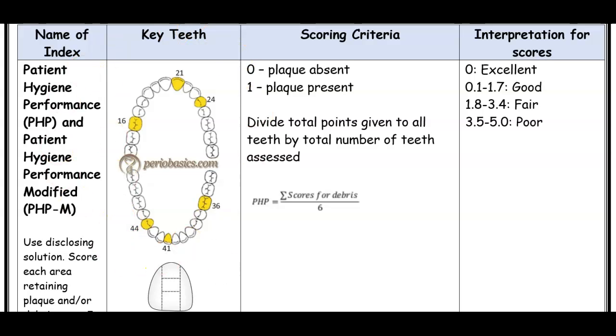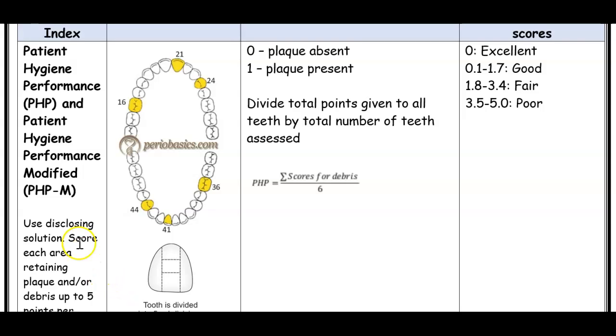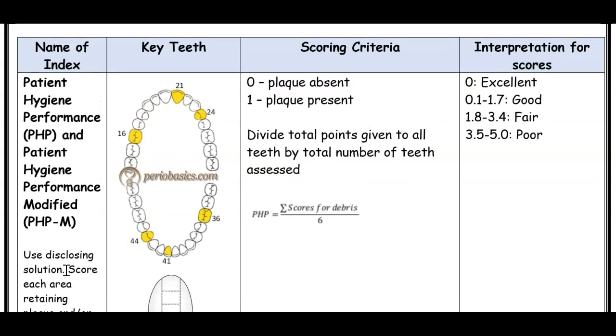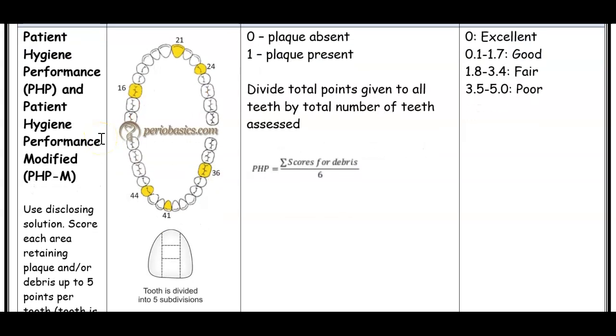Let's look at how you would do this type of index. You give your patient a disclosing solution and tell them to swish with it and spit it out. Then you look at each tooth and divide it into five sections or subdivisions. We have the interproximals, and then this is divided into three. Let's try to figure this out. Say I assessed a 1-6 and there was plaque over here.